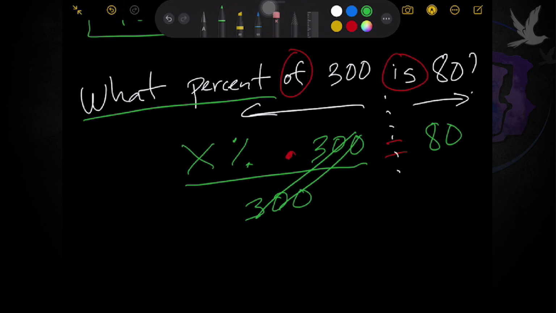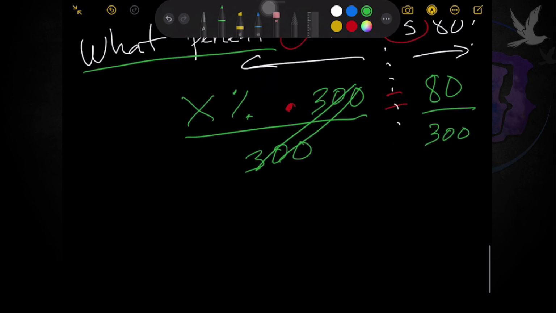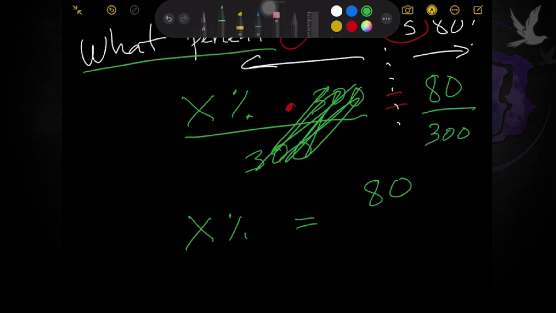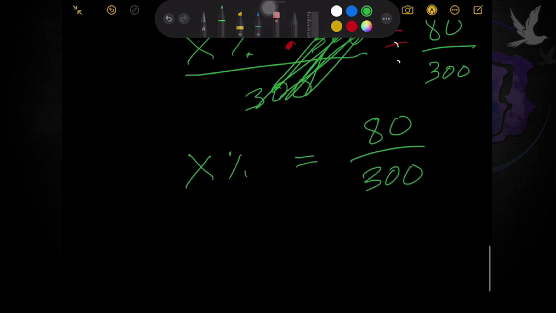And the golden rule for algebra: what you do on one side of the equation, you should also do on the other side of the equation. So which gives you x percent. Since the 300 is gone, there's just the equal sign right away. 80 divided by 300. So x percent is equivalent to, on the calculator, 80 divided by 300, which will give you an endless number of 0.26666.